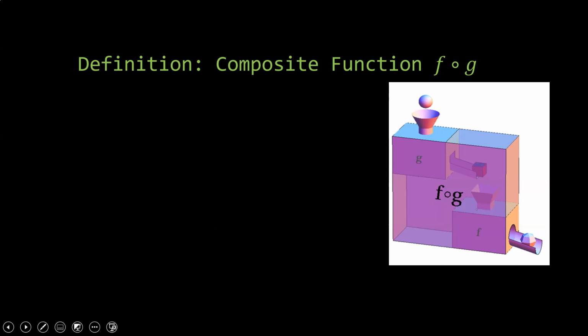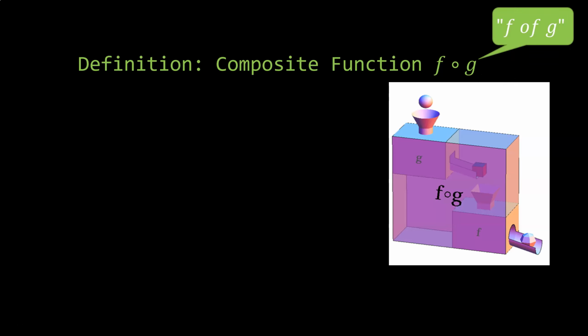For composite functions, we are particularly paying attention to the input and the output. The composite function f of g, that's how you would read that, is defined as a chain reaction, basically. Let's visualize how this works.